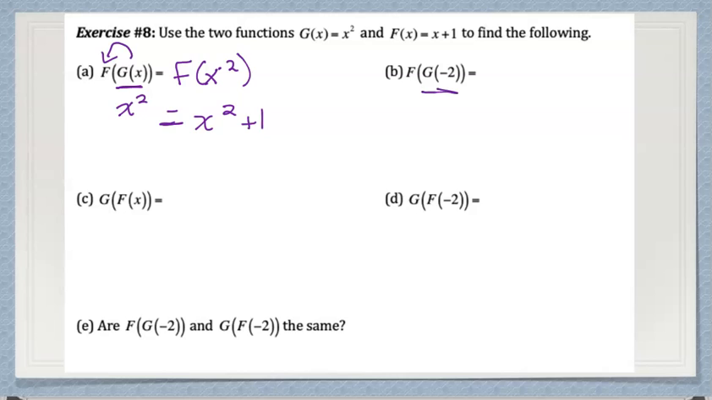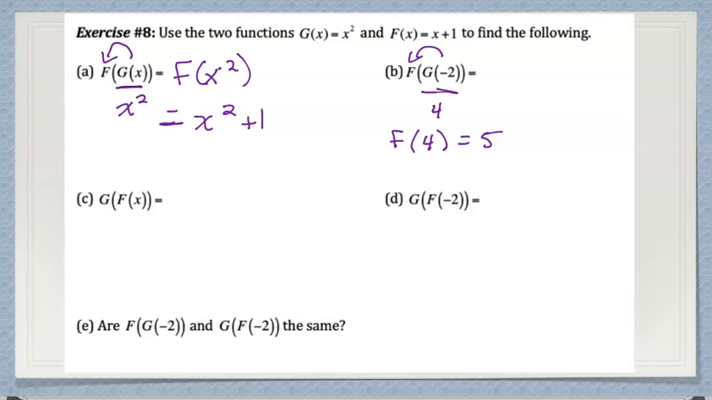You can also do it with numbers. We can find g of negative 2 and then put that into f. So g of negative 2 is negative 2 squared, which is 4. And then we're interested in f of 4, and f of 4 is 5.